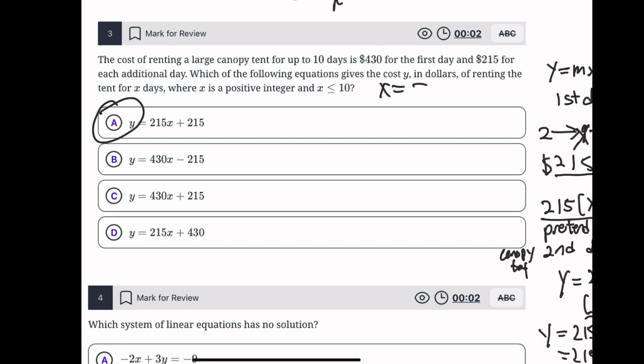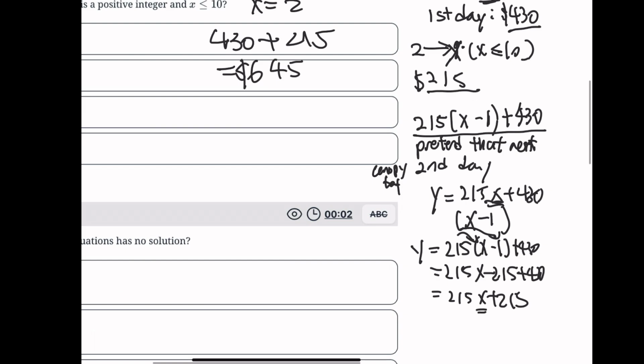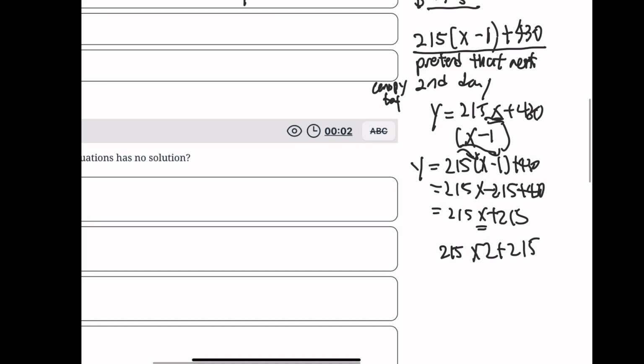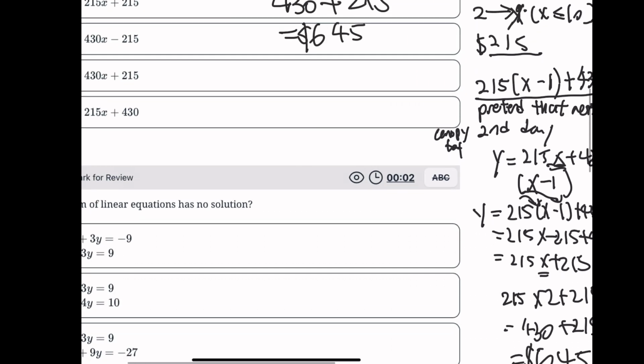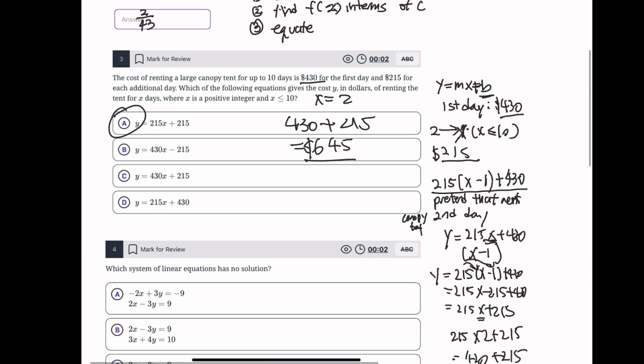And if you want to check your answer, literally just test, what if x is equal to 2, let's say. So you're on the second day. So it should be $430 for the first day plus $215 for the second day, which is $645. And if we plug x equal to 2 into this equation, we get 215 times 2 plus 215, which is equal to 430 plus 215, and this is equal to $645. So 645 is equal to 645, so we know that A is correct.